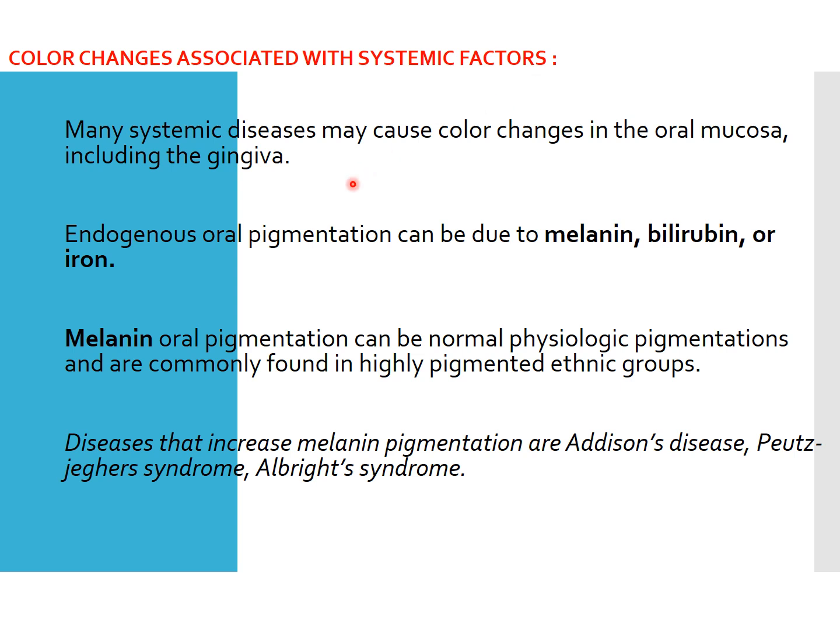So there can be endogenous factors and exogenous factors for these color changes. Endogenous can be due to melanin, bilirubin or iron. You can see that melanin pigmentation will be more, that is a normal physiological change that is mostly found in highly pigmented ethnic groups. Some diseases can also cause this melanin pigmentation: Addison's disease, Peutz-Jeghers syndrome and Albright syndrome.